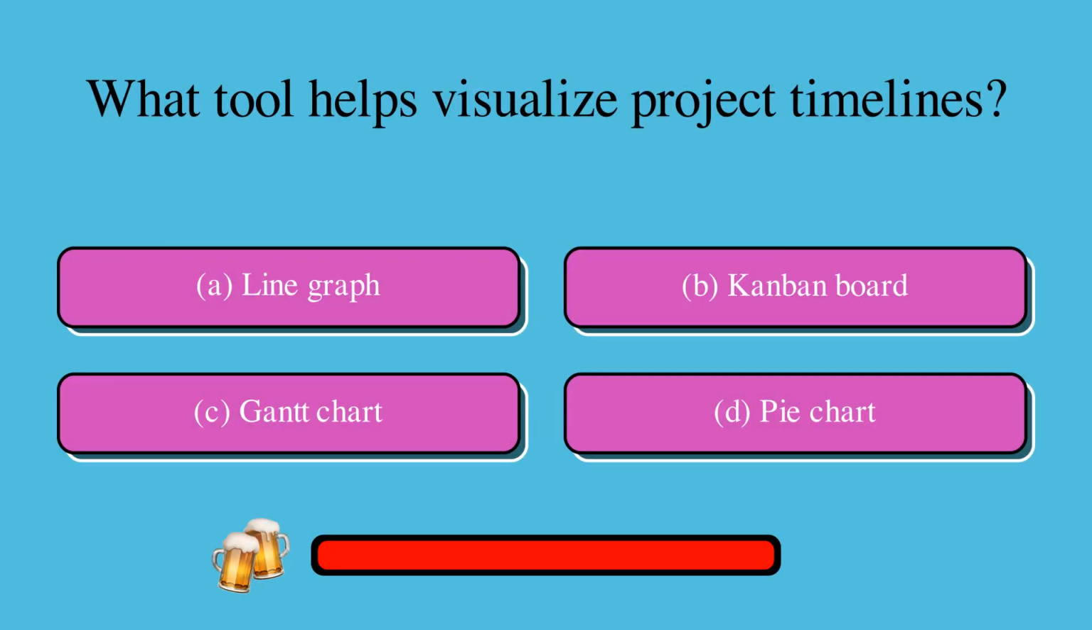What tool helps visualize project timelines? Is it A, line graph, B, Kanban board, C, Gantt chart, or D, pie chart? The correct answer is C, Gantt chart.